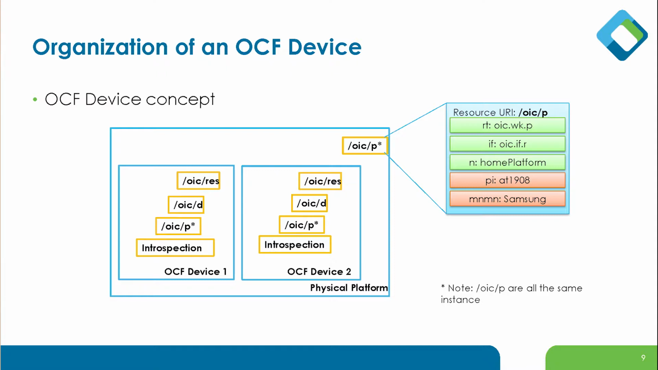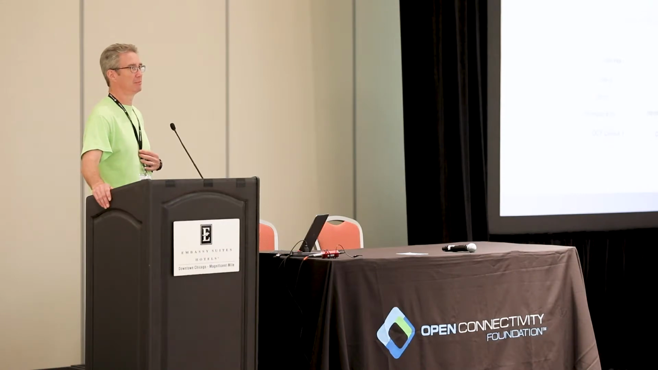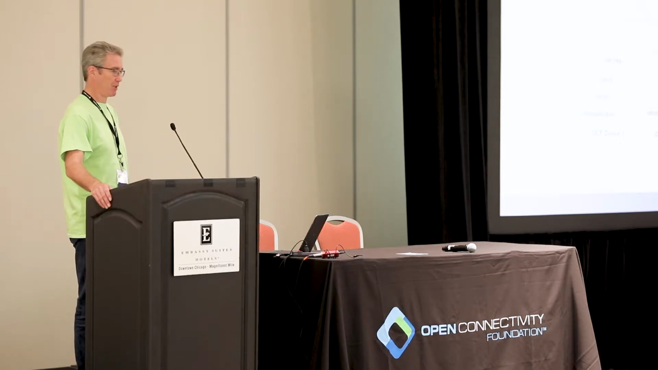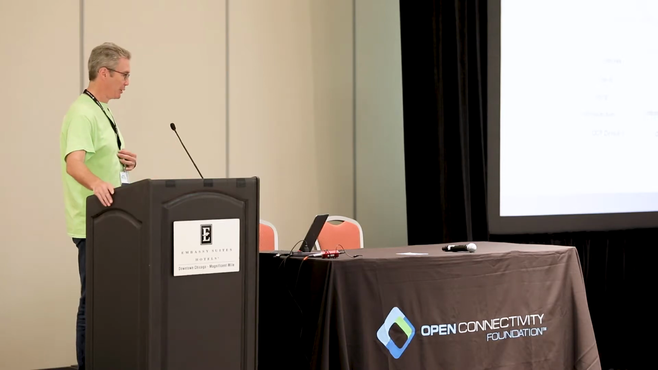All devices have a device resource. That's OICD. And the device tells you what you are. It tells you that it's a light, or it's a switch, or it's a TV, or it's a refrigerator. There are a lot of device types predefined right now. If you say I'm a refrigerator, we know that means something. It means there's a certain set of minimum things you do.